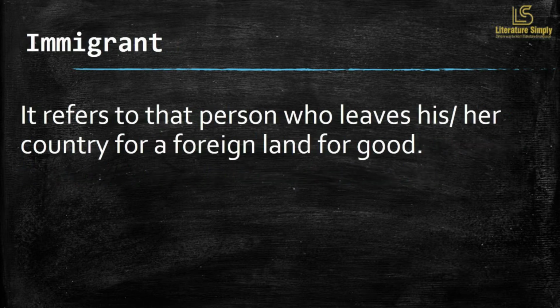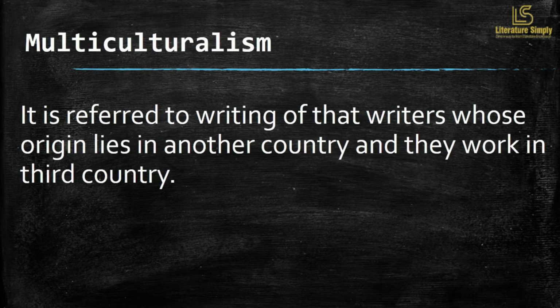Then we have immigrant. It refers to the person who leaves his or her country for a foreign land for good. Then we have multiculturalism. It refers to the writing of writers whose origin lies in another country and they work in a third country. So this is multiculturalism, the amalgamation of different cultures or writers. A writer living in a third country belongs to another country. So this is multiculturalism.